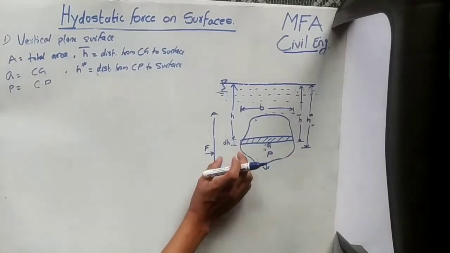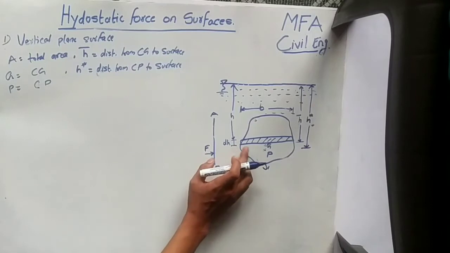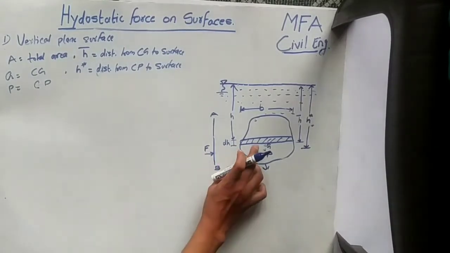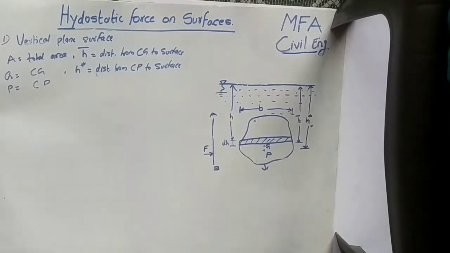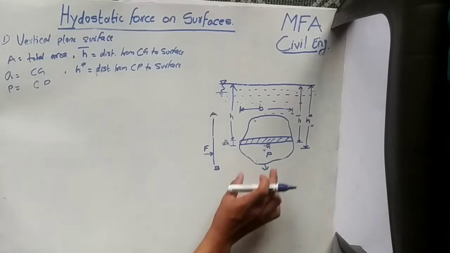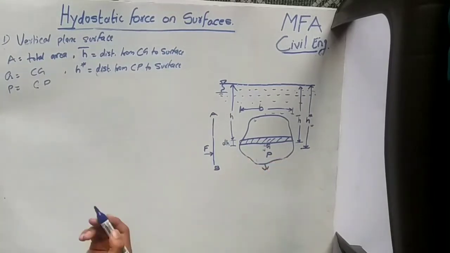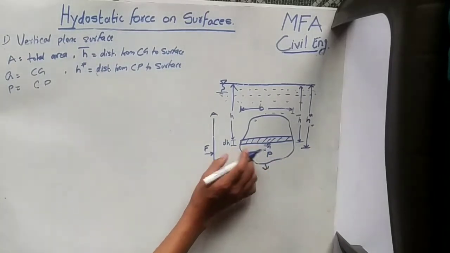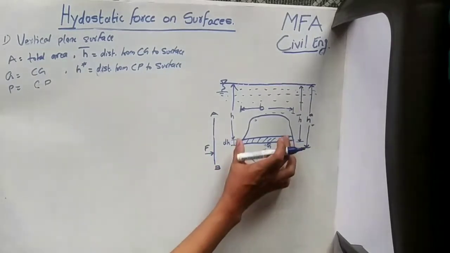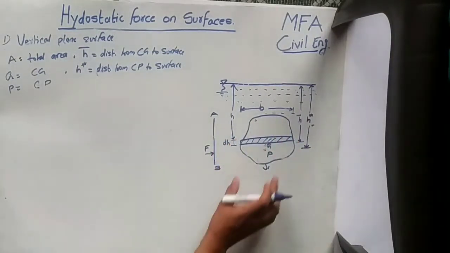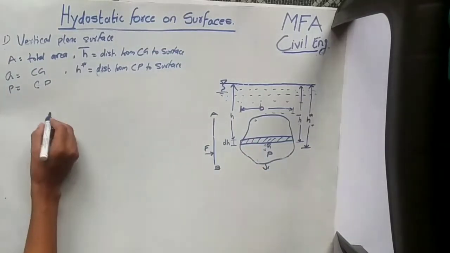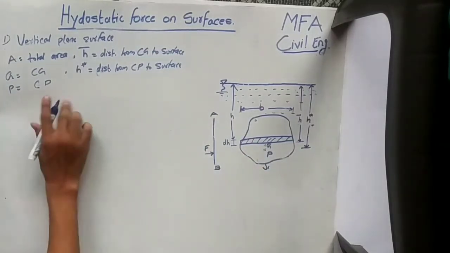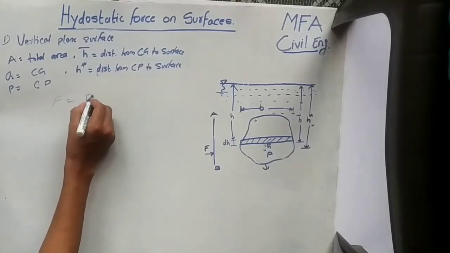Now the total pressure acting on this surface can be calculated by dividing this entire surface into a number of small strips, calculating the pressure force acting on these strips, and integrating these forces to calculate the total force acting on this surface. Now consider a small strip of thickness dh and width b. The pressure force acting on this strip is equal to pressure into area.